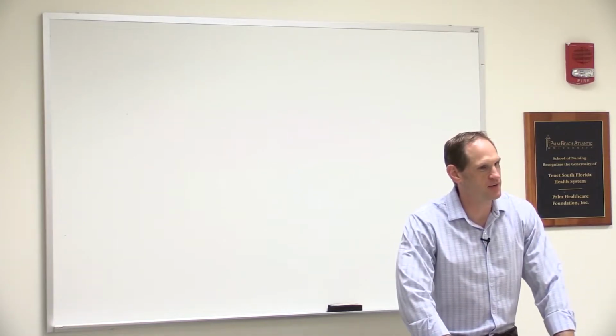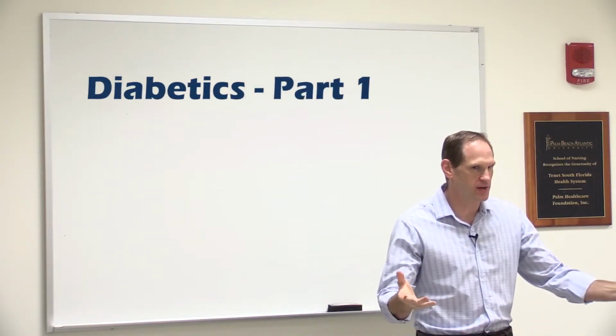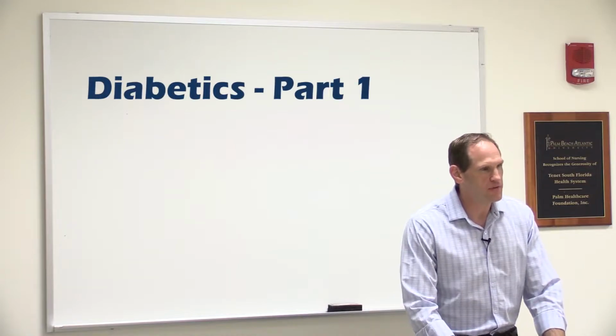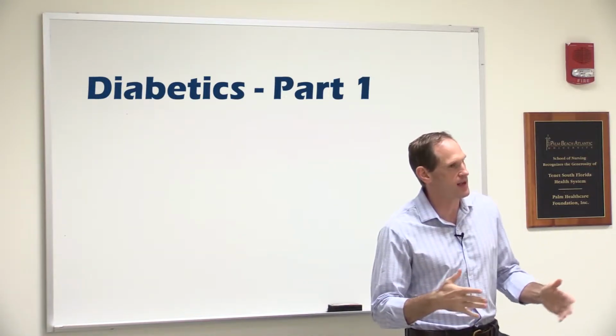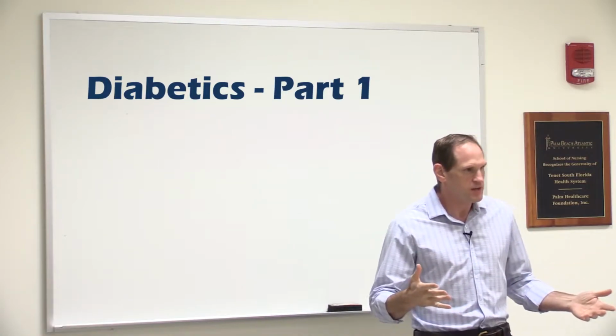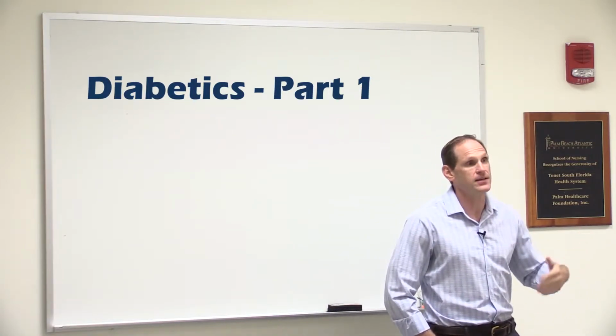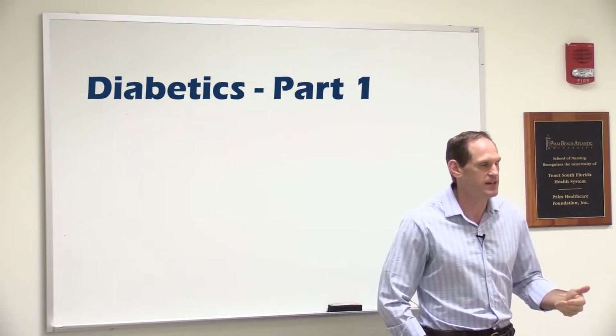And now we're going to move on. We're going to talk about endocrine, starting with diabetes. So the very first thing to understand about diabetes is that it's not a single disease. It's actually a group of diseases. So even though we often just say diabetes, the correct name is diabetes mellitus.